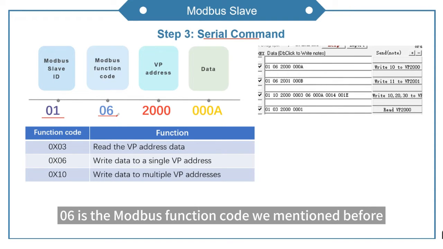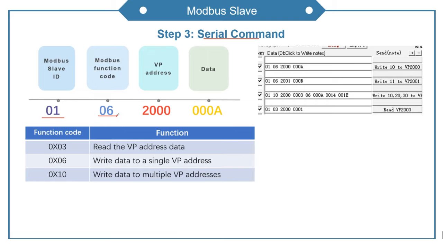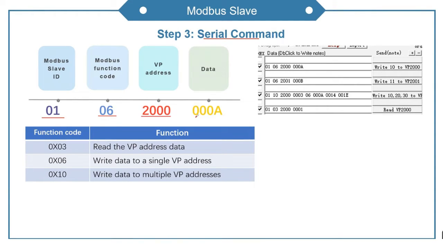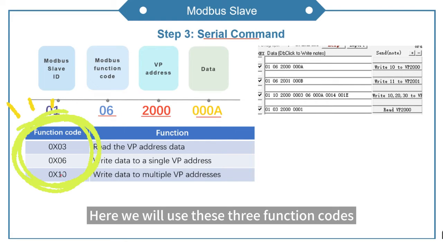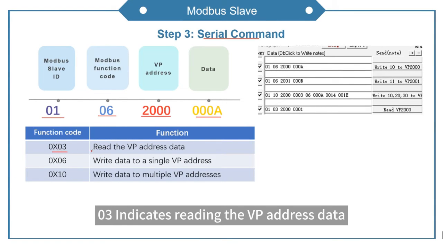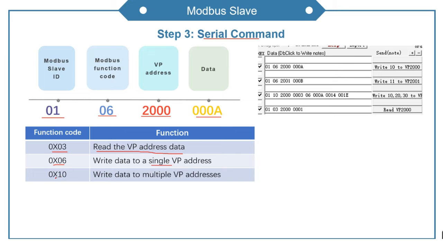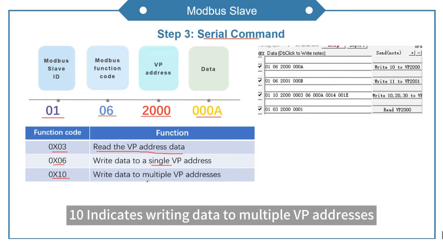06 is the Modbus function code we mentioned before. 2000 is the VP address. 000A is the data. Here we will use these three function codes. 03 indicates reading the VP address data. 06 indicates writing data to a single VP address. 10 indicates writing data to multiple VP addresses.